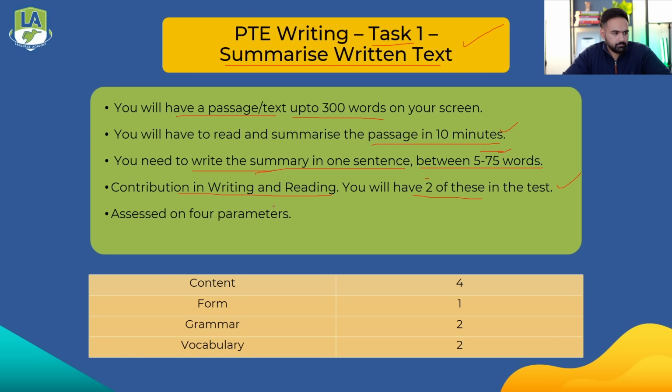Remember this thing. You'll get 10 minutes as I've told you, and this is assessed on 4 parameters. 4 points for content. This used to be 2, but now it has increased. The weightage of content has increased to 4. 1 point for form, 2 points for grammar, and 2 points for vocabulary.